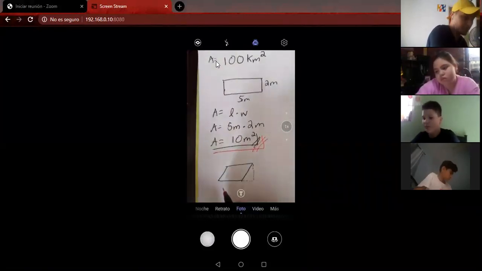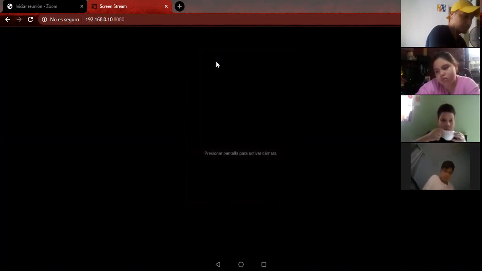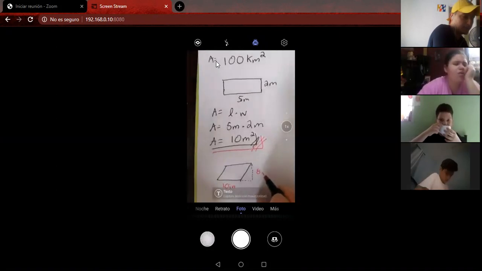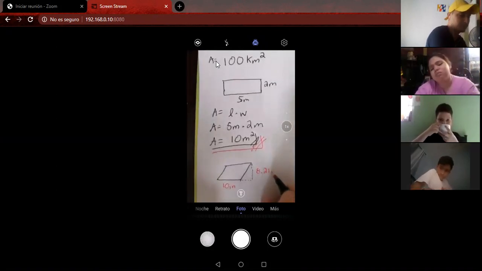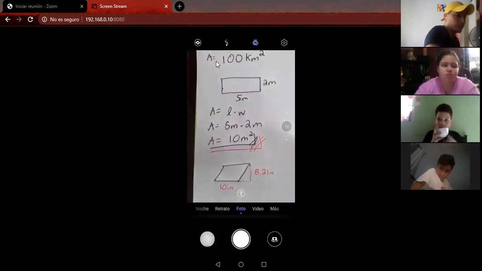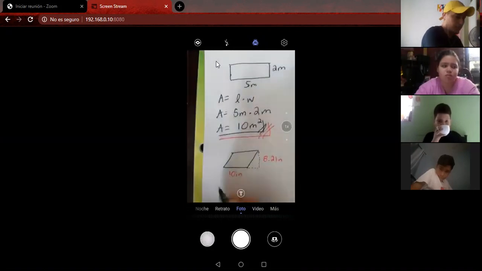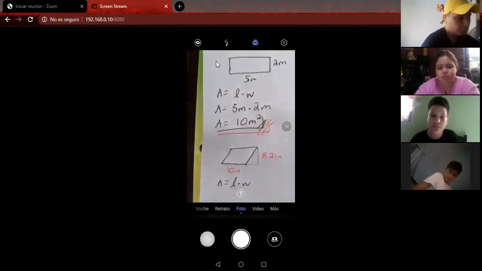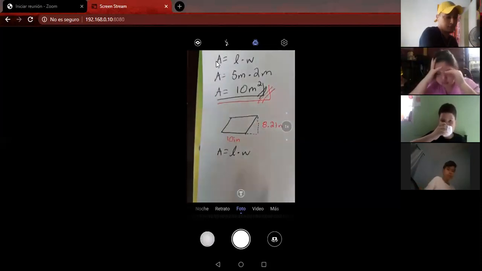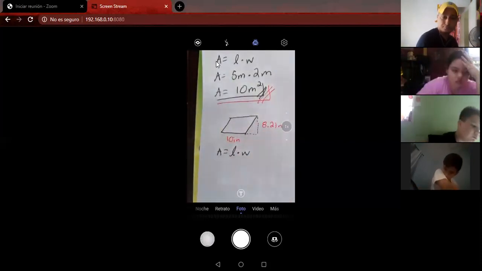For example, this can be like 10 inches, and in this case, it can be like 8.2 inches. Now, the formula es la misma otra vez. Length times width. Si se fijan bien, es la misma fórmula que usamos y siempre van a haber dos unidades que multiplicar. 10 times 8.2.